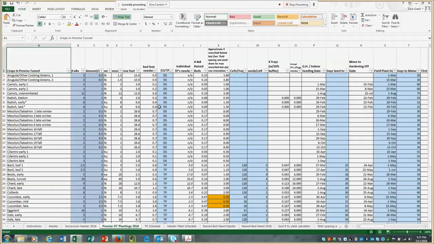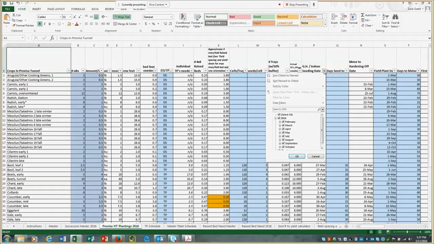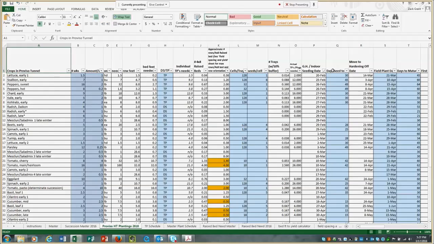Now the next thing I might want to do is go over to the greenhouse indoor seeding date and sort oldest to newest based on that. Okay, that worked. What that did was sort all those crops in column A by the date here in column P that I need to start those crops indoors. So now they're all arranged in chronological order.